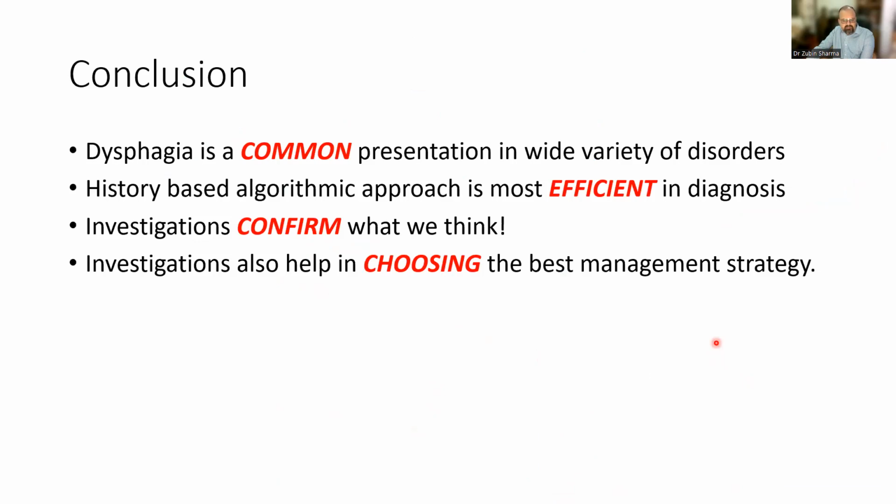So to conclude, ladies and gentlemen, dysphagia is a common presentation with a wide variety of disorders. A history-based algorithmic approach is the most efficient in your diagnosis. Investigations will only confirm what you are clinically suspecting, and investigations will also help to choose the best management strategy. So, for dysphagia, remember that it's not just the esophagus, so many more things can go wrong. And I think a relevant history and examination should definitely guide you on what to do further.